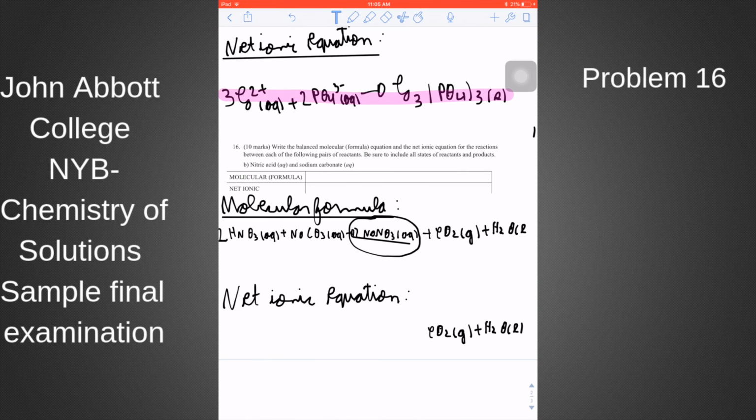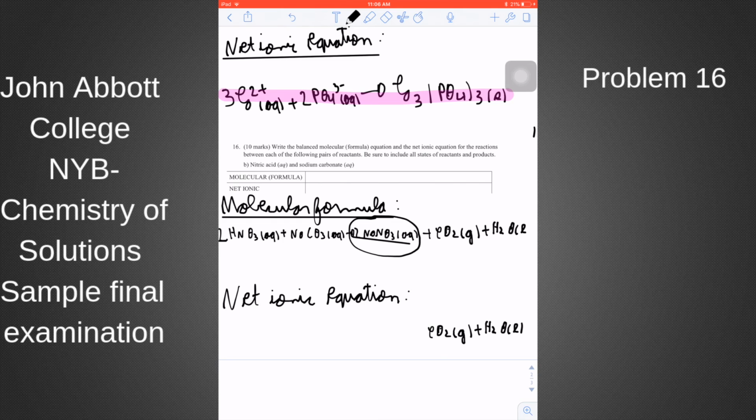So now for part B, we have nitric acid and sodium carbonate. This type of question is when you're reacting an acid with a carbonate compound, and you will practically always get the same sort of answer. For the molecular equation, you're always going to have your acid and then your carbonate compound. So in this case, we have nitric acid and sodium carbonate. Your products will always be carbon dioxide and water, so you can write those right away.